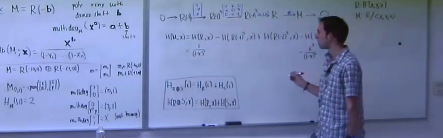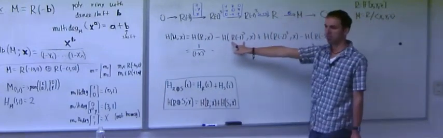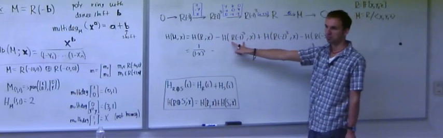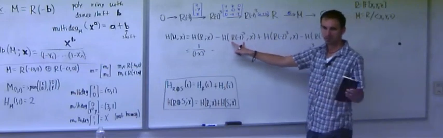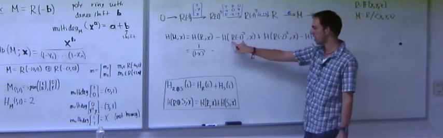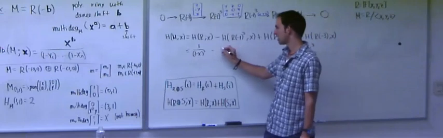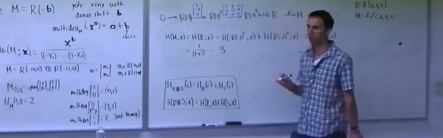So what does that mean? What do we have here? We have a direct sum of 3 rings. So we just need to add their Hilbert series. But these 3 rings are the same ring, right? They're R of minus 1. So what I get is 3 times that guy.